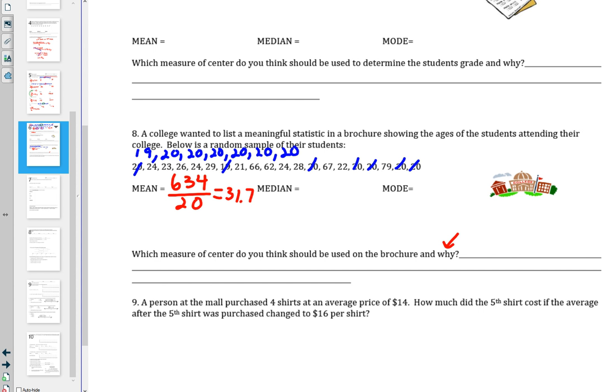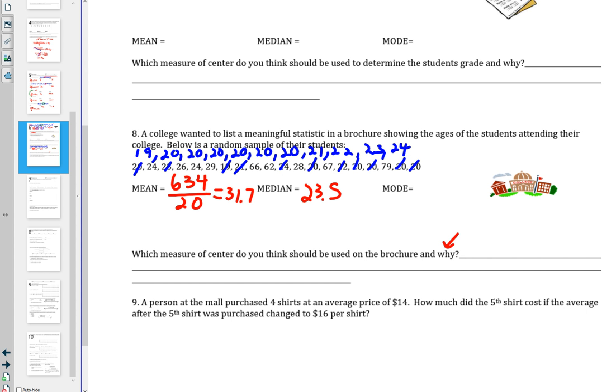So far, I have 7, right? There's 7 numbers. So the 8th would be 21. The 9th would be 22. The 10th would be 23. And then the 11th would be 24. So Jada, you said 23 and 24? So the median here would be 23.5.